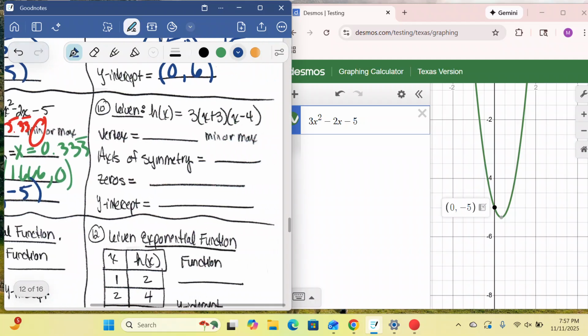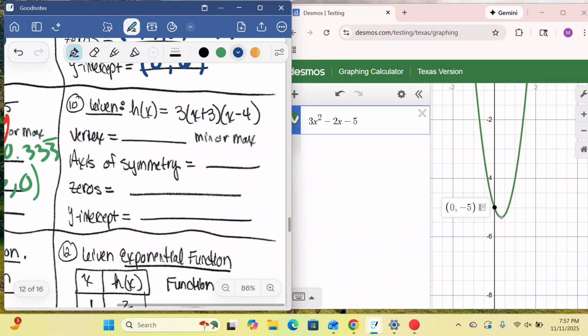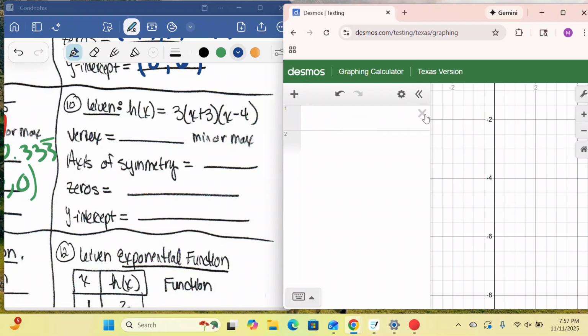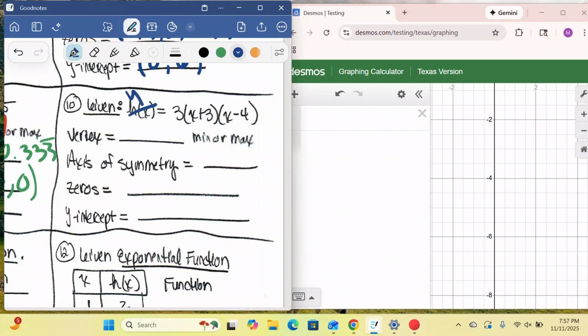So once again, if you want to try number 10, go ahead and try number 10. Find out what the vertex is, the axis of symmetry, the 0, and the y-intercept. So let me go ahead and do it for you. Once again, the h of x, they just put it there. It's a function. We don't want to really worry about it. If you want to feel better, then you can put y.